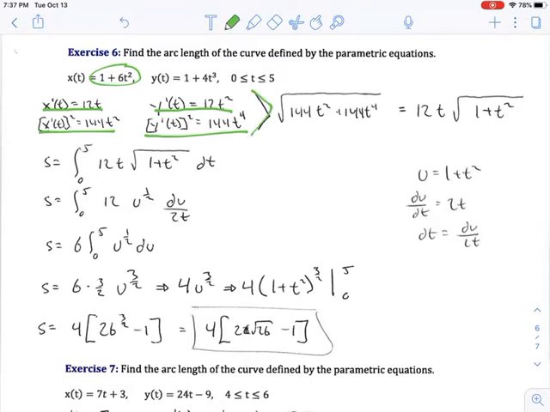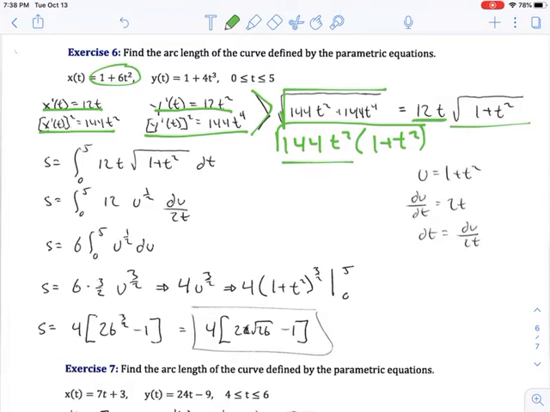Putting all of that into our radical, which of course we want the x prime of t squared plus y prime of t squared, we have 144t squared plus 144t to the 4th. We can then factor out a 144t squared, which leaves me with 1 plus t squared. And then the square root of 144t squared is 12t times the radical.